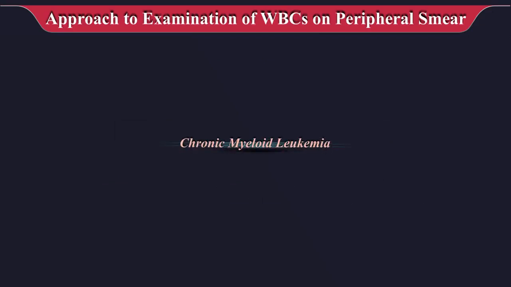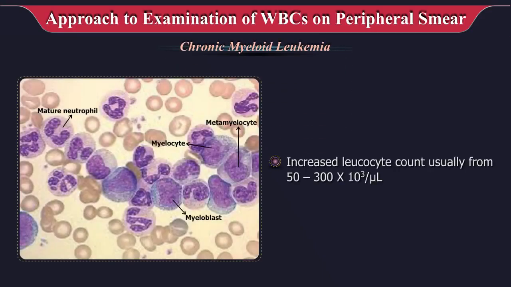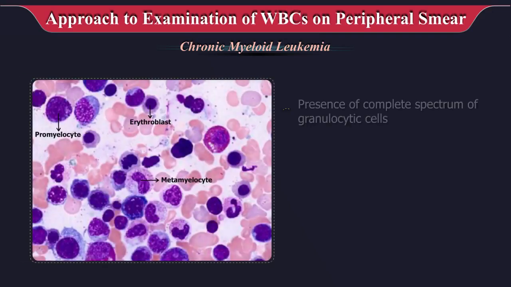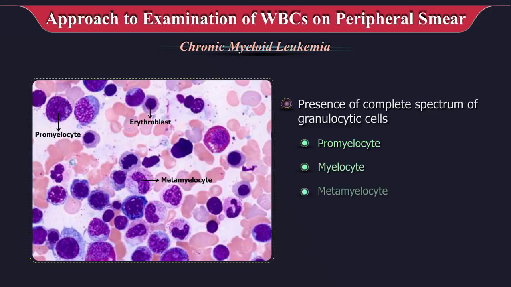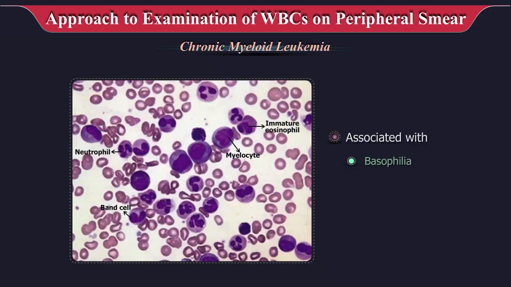Chronic myeloid leukemias usually have a classical picture with increased leukocyte count, usually from 50 to 300 x 10^3 per microliter. They could be higher also. Presence of complete spectrum of granulocytic cells, that is promyelocytes, myelocytes, metamyelocytes, band forms and myeloblasts. Usually associated with basophilia and eosinophilia and thrombocytosis.